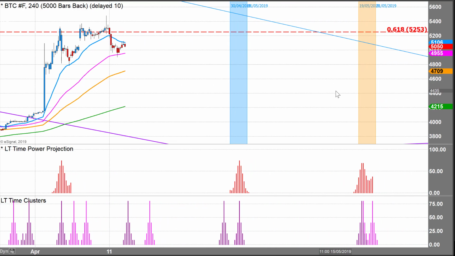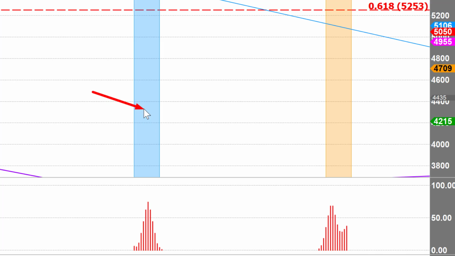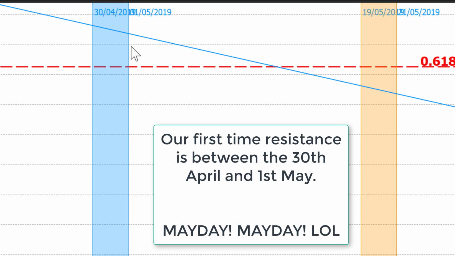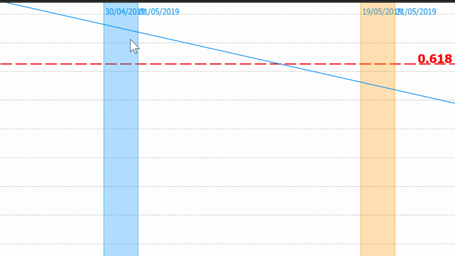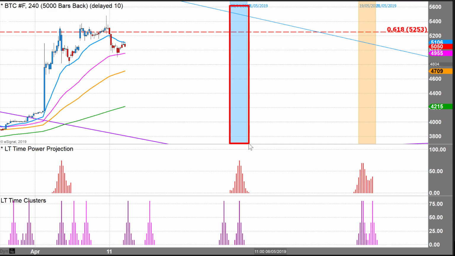So first of all, let me show you. The first projection that we're getting here into this time window that you're seeing here, I call this a time window, or if you want to call it some kind of time resistance, time projection. This is between the 30th of April and the 1st or 2nd of May. So this blue rectangular level is the resistance level between the 30th of April and the 1st of May.